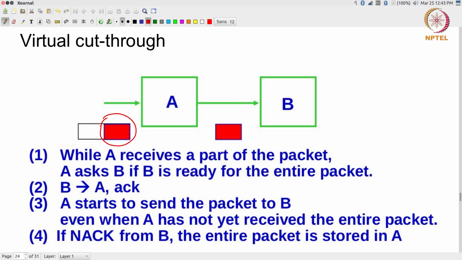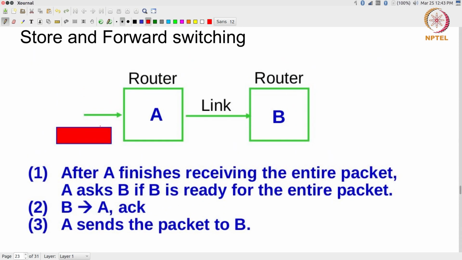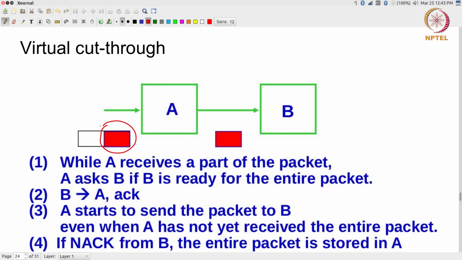So virtual cut through, the one thing it definitely reduces is the latency, because what happened in the original case over here, store and forward, is the entire packet has to come to A, only then the transmission to B even starts. There is a huge latency involved, whereas over here, as soon as the packet arrives over here, you start forwarding it, okay. It reduces latency. It may not necessarily reduce storage so much, especially if you have to have this retransmit on negative acknowledgement.